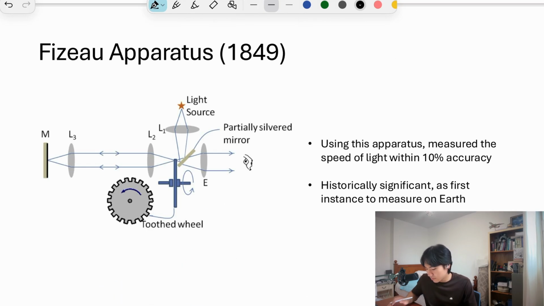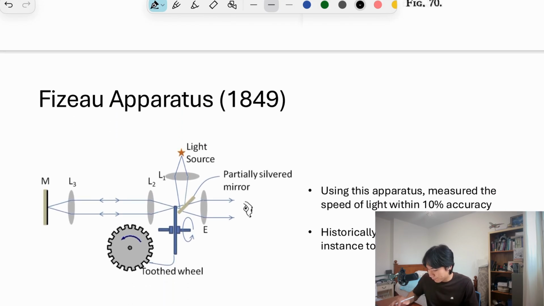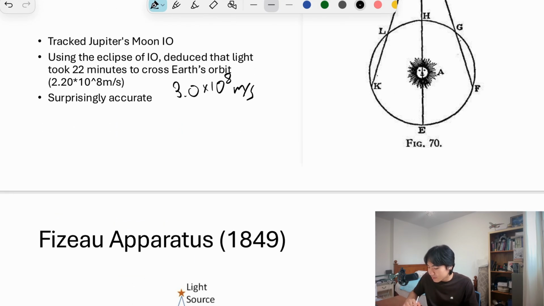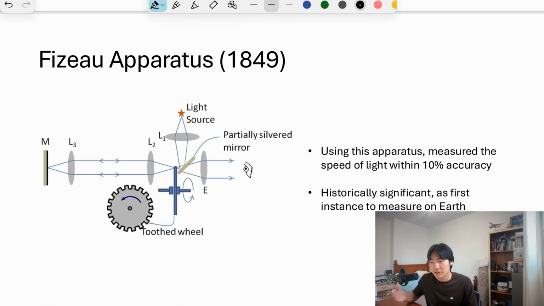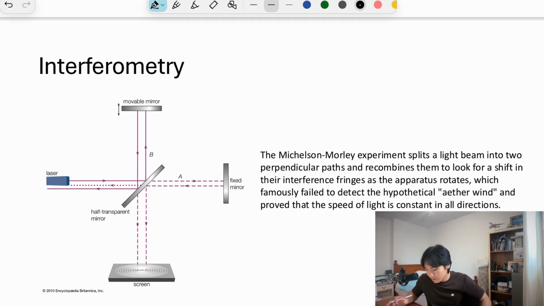The Fizeau apparatus, right, we saw Hippolyte Fizeau. He's another scientist here, and he measured the speed of light within 10% accuracy. So I guess a bit more accurate than this, but 200 years later, right? So this was historically significant as it was the first instance of measuring the speed of light on Earth, right? Before that, people were measuring the speed of light in the cosmos, looking through telescopes.